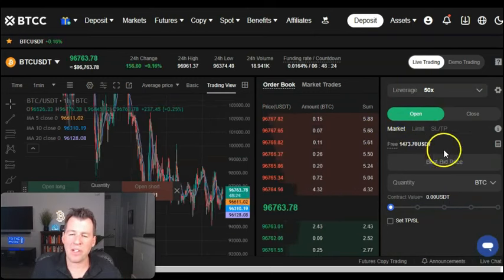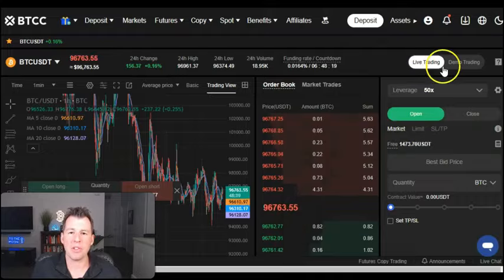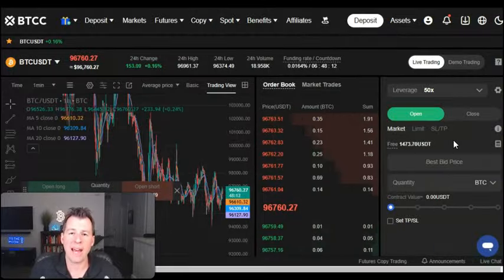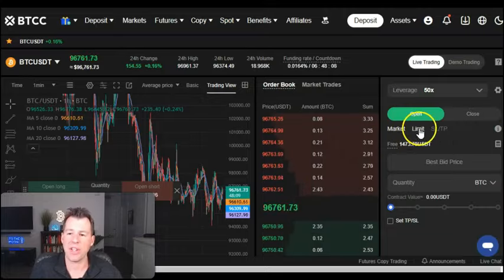Now here in the middle, you'll see it says free $1,473. That's the amount of money I have in this account. So it's the amount of money I have to put towards collateral for this futures trade. The total value of the futures trade will be worth more than that, because that's what leverage trading is, but the value of the collateral cannot exceed $1,473.